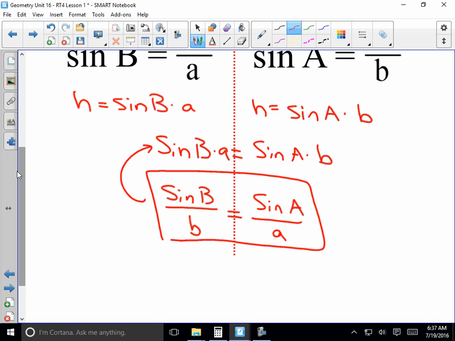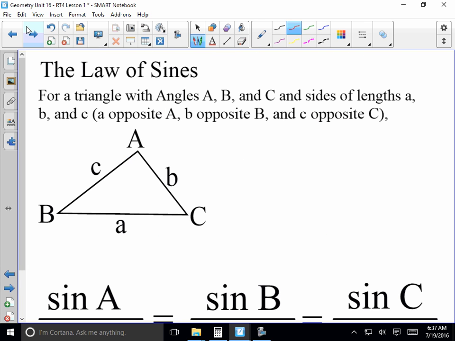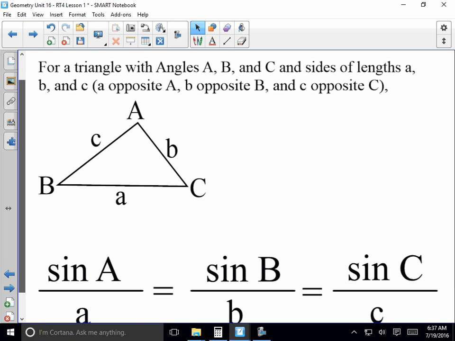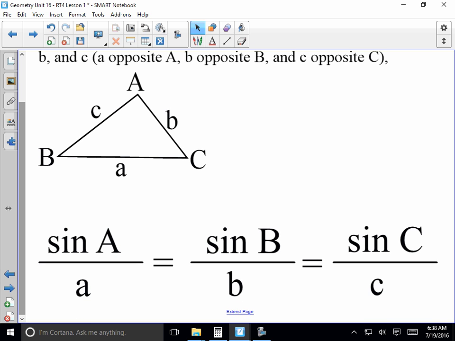And what we've done here is we have created the law of sines. The law of sines states that for any triangle, we want to be careful with what we're dealing with here. For any triangle with angles A, B, and C, and side lengths A, B, and C, we can set up the ratio.